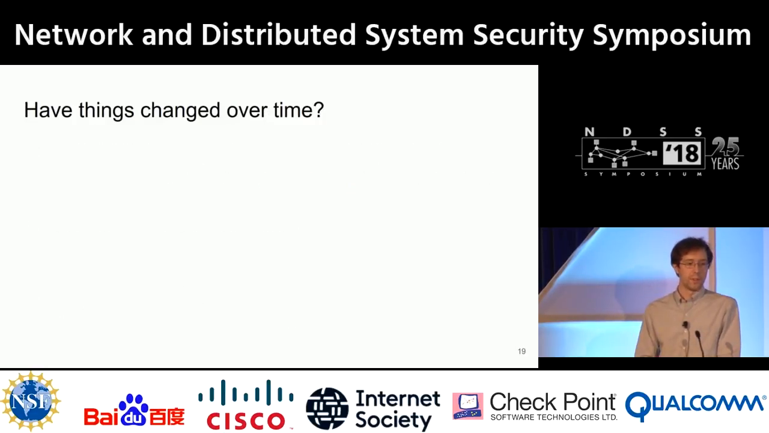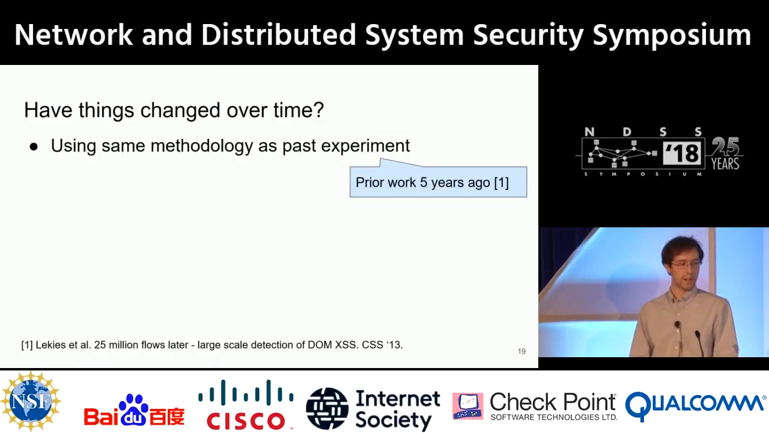We wanted to know whether the prevalence of DOM cross-site scripting has changed over time. And so the state of web development has changed over time, and we wanted to know if DOM cross-site scripting vulnerabilities have been increasing or not. So we compared our results to a past study that looked at this, Lekies et al.'s work, and tried to use the same methodology that they used in their study. And so that happened 5 years ago, and the numbers here that I'm going to show you are trying to emulate their methodology as closely as possible.